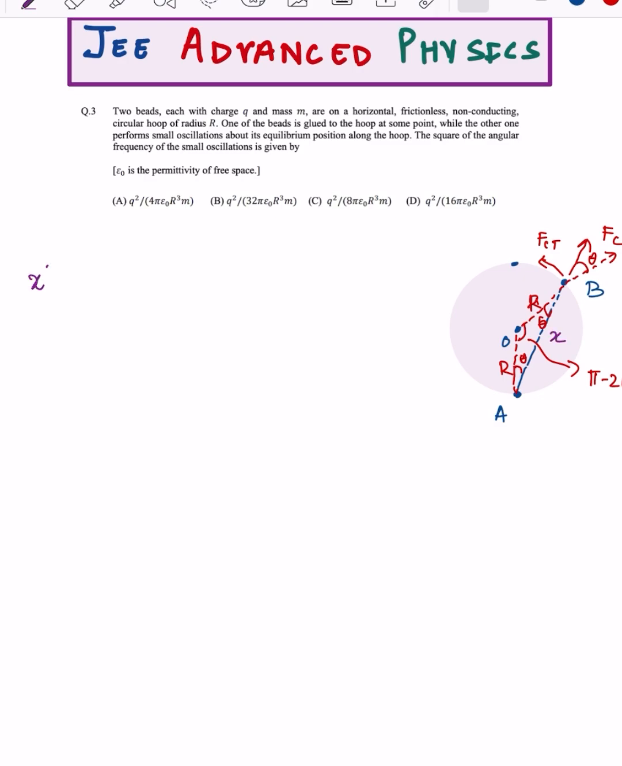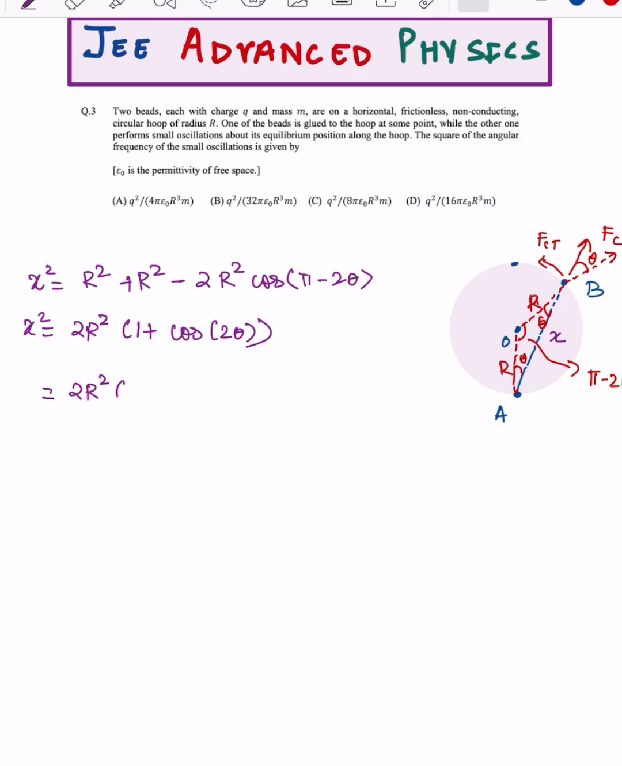So x square is going to be r square plus r square minus 2 r square cosine of pi minus 2 theta. So x square becomes 2r square times 1 minus cosine of pi minus 2 theta. This is lying in the second quadrant, and this is going to be plus because cosine is negative in the second quadrant, so this is just going to be cos 2 theta. So you can apply the trigonometric identity, and this is going to be cosine theta minus sine theta square.